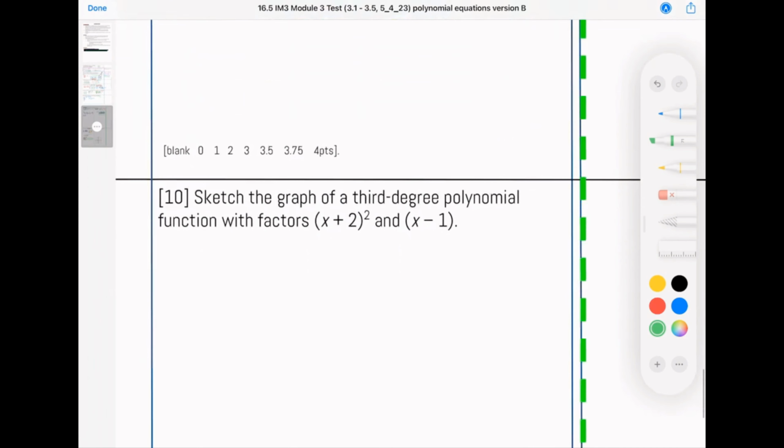And question number 10, sketch the graph of a third degree polynomial with the factors x plus 2 squared and x minus 1. So I'm thinking about a basic graph. X to the third means like x to the first, so start down and up. Leading coefficient, I'm assuming is positive, so these arrows will stay right there.